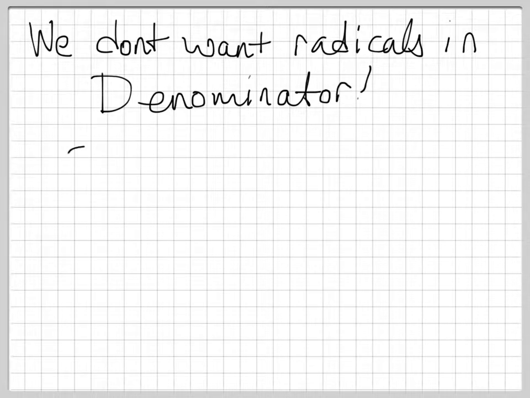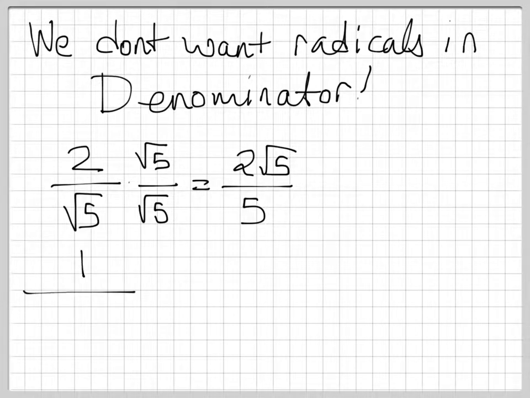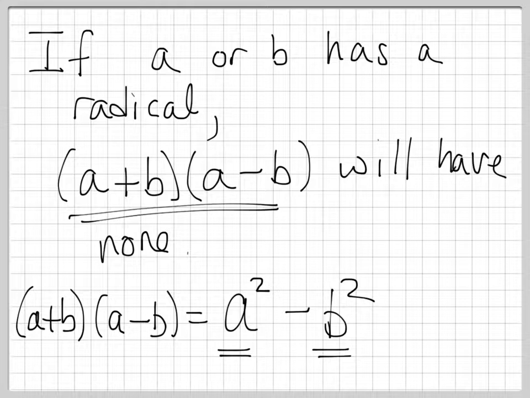And so when we had something like 2 over radical 5, we multiply top and bottom by radical 5, and the top becomes 2 radical 5, and the bottom becomes 5, right? But now it's possible to have radicals in a less friendly way. Radical 5 minus radical 3. And now you can't just multiply top and bottom by radical 5, because it won't get rid of the radical 3. And you can't multiply top and bottom by radical 3 because it won't get rid of the radical 5, but we can rely on this.